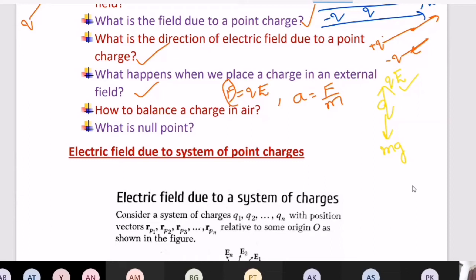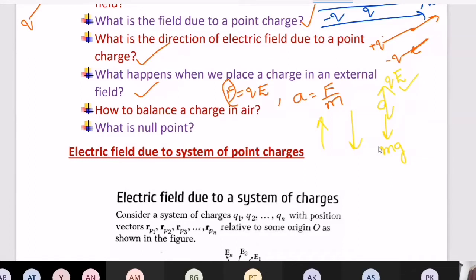Just it is hanging in air without any support, just because its downward weight will be balanced by the upward electrostatic force. So that is possible with the help of an external electric field. But for a positive charge, you need to apply the field in the upward direction, and for a negative charge, you need to apply the field in the downward direction, so that the force will act in the upward direction.